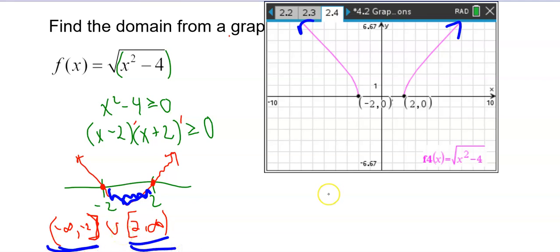If you look at that, by the way, the range, the y values, looks to be like y is greater than or equal to 0. That the lowest this graph goes is 0 for the y values. It doesn't go any lower than that. So oftentimes range we just get from the graph. It's usually the easiest thing to do there.